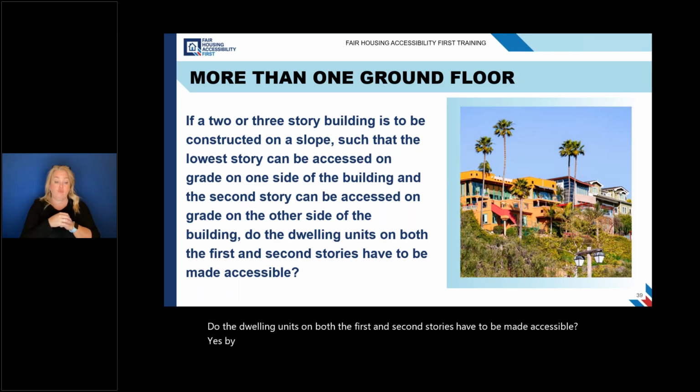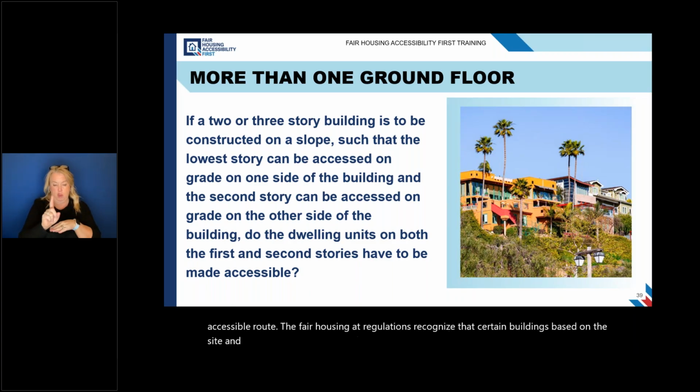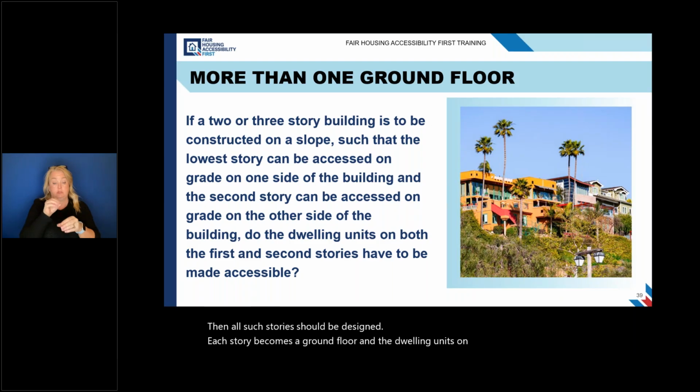By defining ground floor to be any floor of a building with an accessible entrance on an accessible route, the Fair Housing Act regulations recognize that certain buildings, based on the site and the design plan, have more than one story which can be accessed at or near grade. In such cases, if more than one story can be designed to have an accessible entrance on an accessible route, then all such stories should be designed. Each story becomes a ground floor, and the dwelling units on that story must meet the accessibility requirements of the Act.